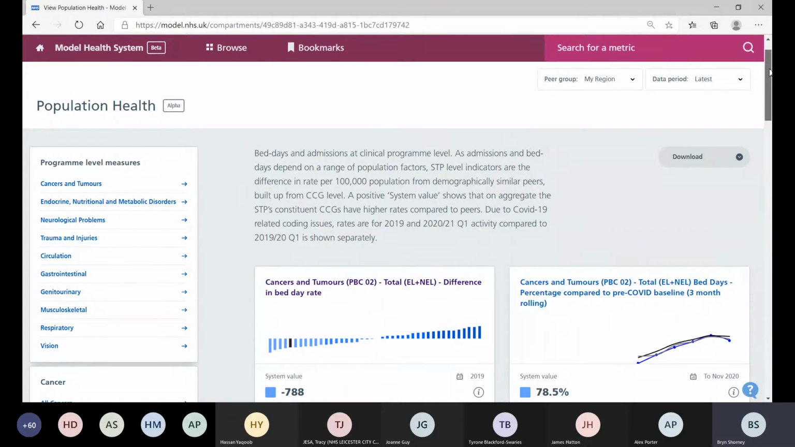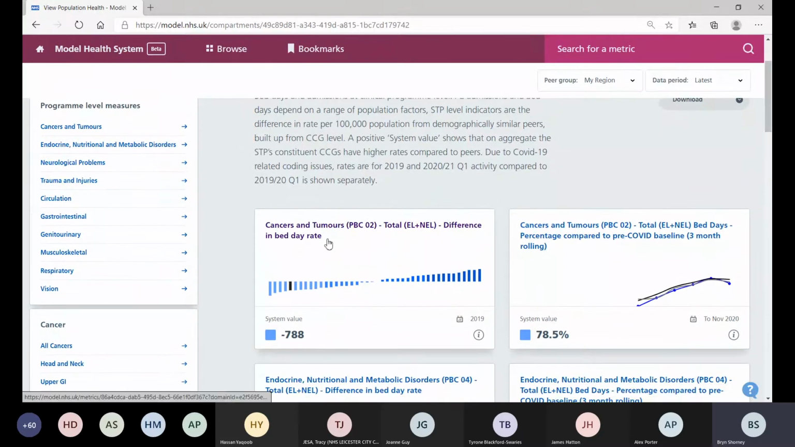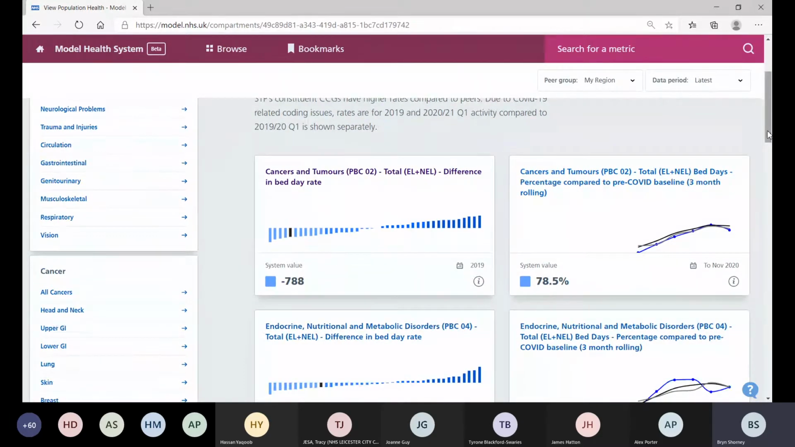So we've got a series of headline indicator tiles here. We've got those tiles for the main programmes, and we've focused on the total bed day rate here, and we've got a couple of different presentations.